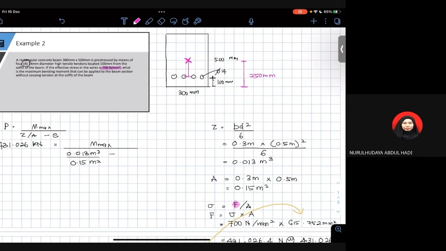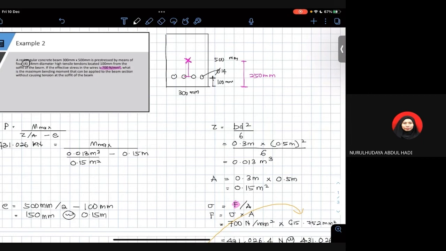So you nak dapatkan distance between centroid ni sampai ke centroid main reinforcement. So what you do is just minus 250 minus dengan 100. So that is the eccentricity. Then you will get 150. E dekat sini adalah 150 mm. 500 mm bahagi 2 tolak 100 mm. So 150 mm. Ini adalah dalam milimeter. So bila kita kira, kita akan kira dalam meter. Saya terus tukar kat sini 0.15 meter.